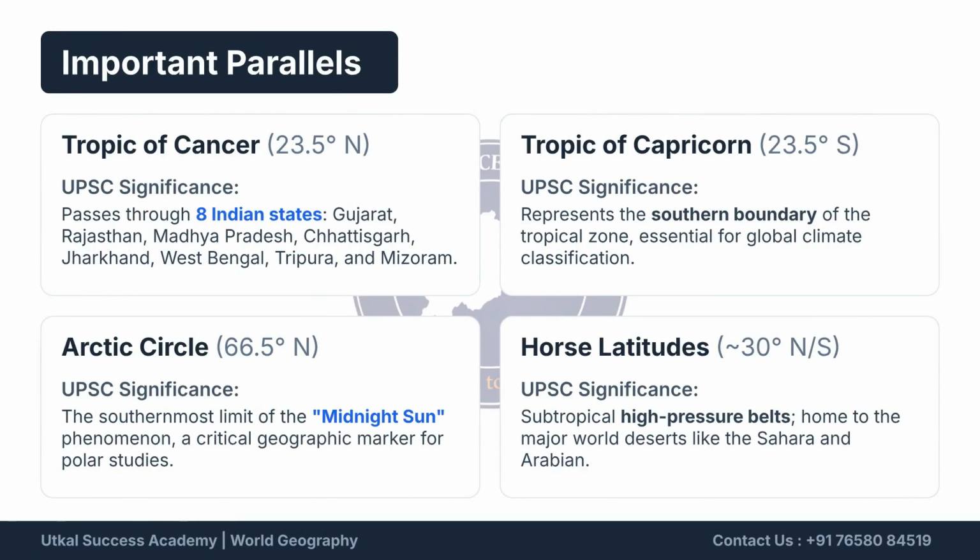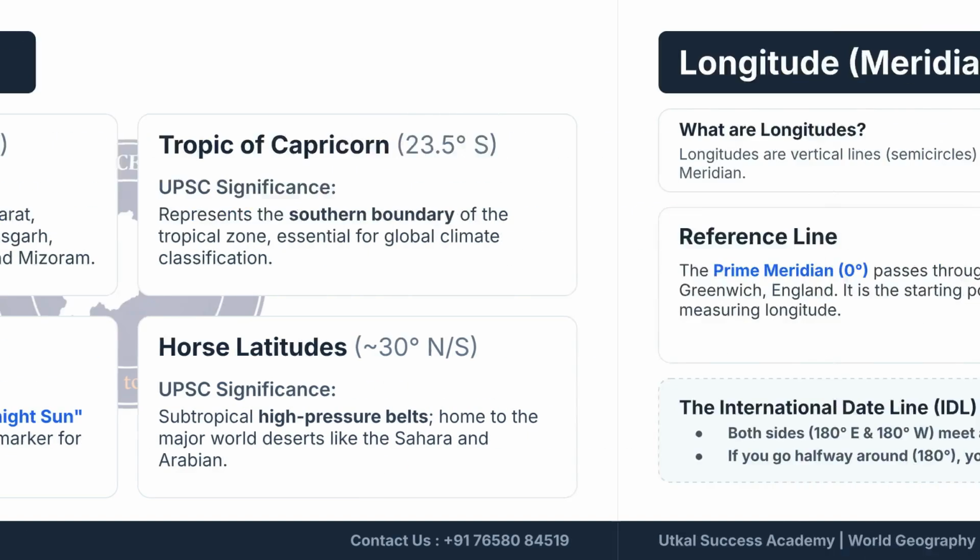Key parallels include the Tropic of Cancer, passing through 8 Indian states. The Tropic of Capricorn marks the southern boundary of the tropical zone. The Arctic Circle is the limit of the midnight sun phenomenon. Horse latitudes are subtropical high-pressure belts.